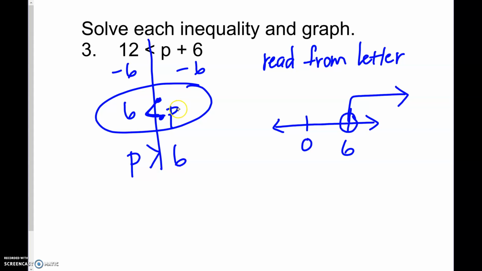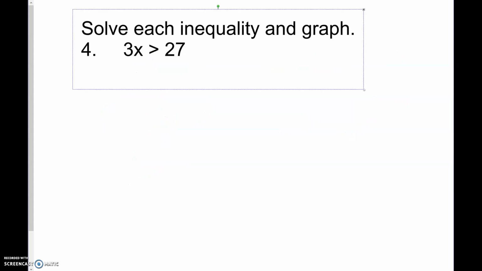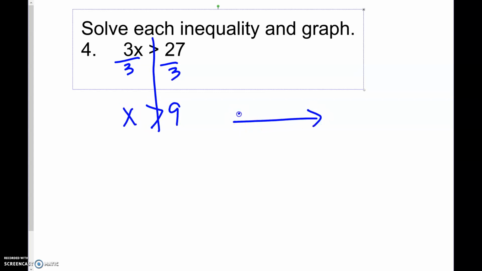Now, you could have read it from here also. This also reads any number greater than 6. But more kids have a tendency to get it correct when the letter is first. So if you need to, please flip that so that you're getting it correct. All right, here's a multiplication one. This one says 3 times x. The opposite of times is divide. So we're going to divide both sides by 3. So x is greater than 9. So at 9, I'm going to have my open circle, and it's greater than, so I go to the right.